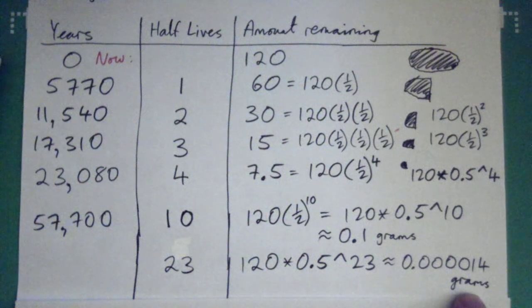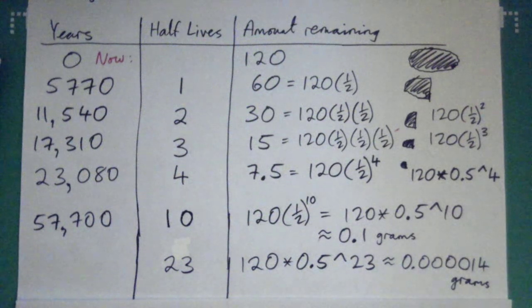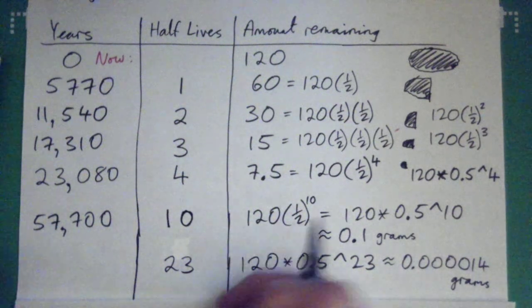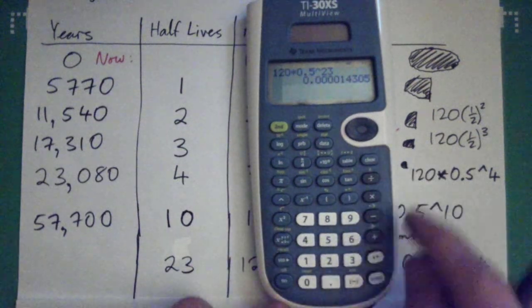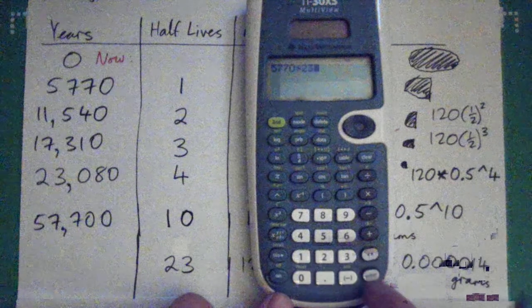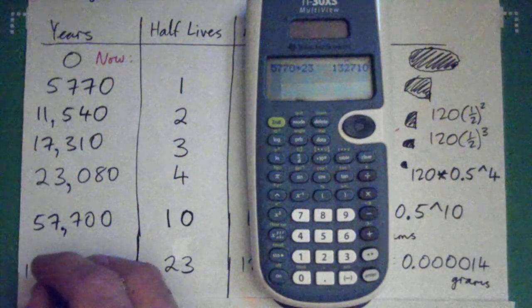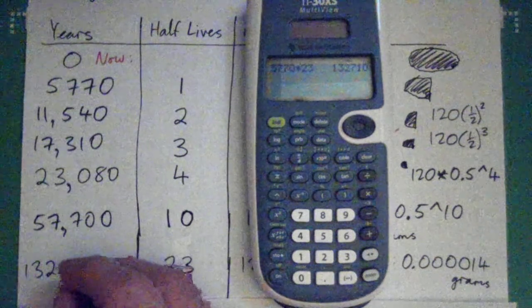And that's rounded to, let's see, 1, 2, 3, 4, 5, 6 decimal places. So round to 6 decimal places in grams. And then, yeah, you just go 23 times that. So you're 5770 times 23, and that's the amount of years. 132,710 years, right?